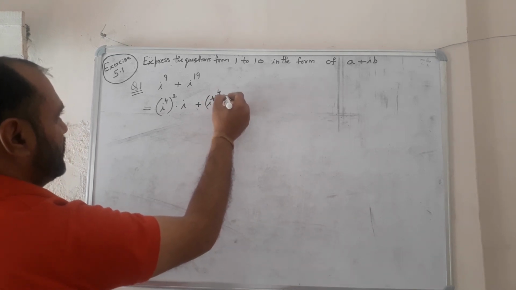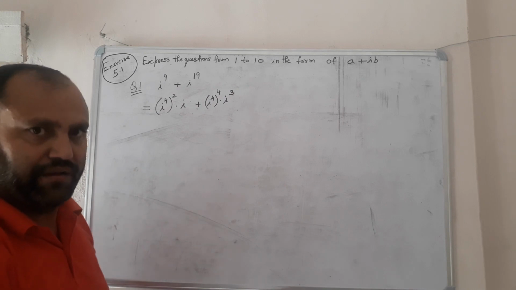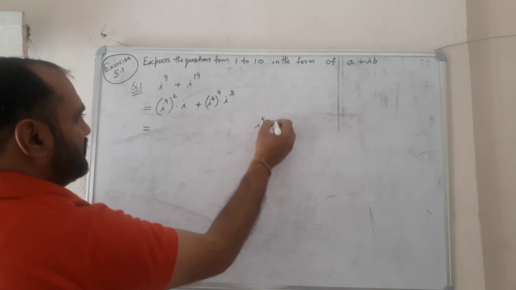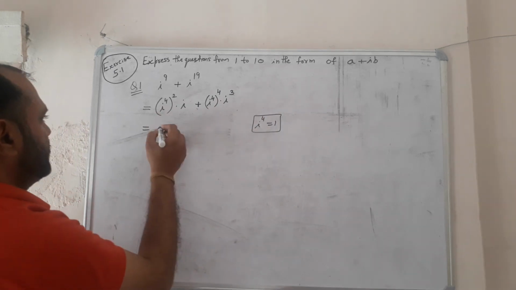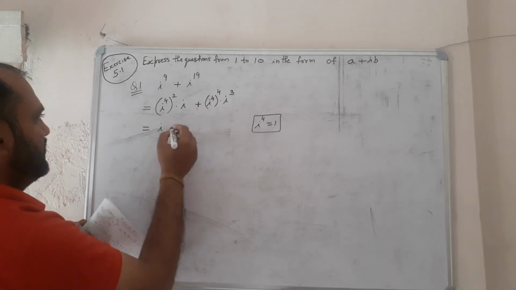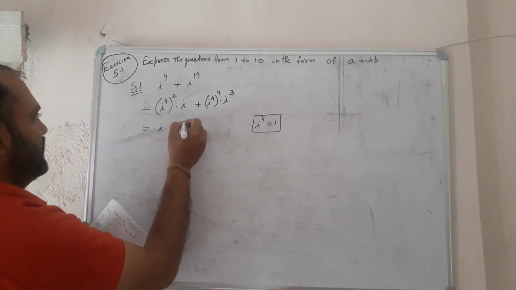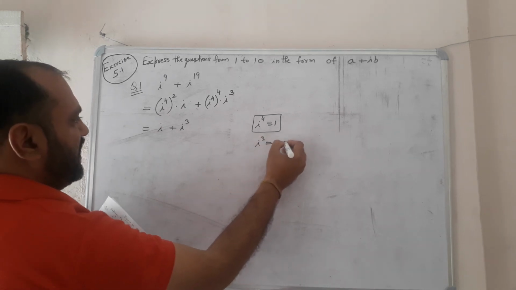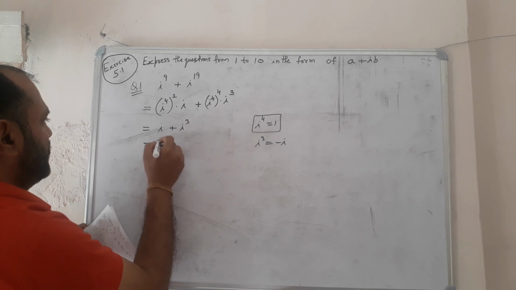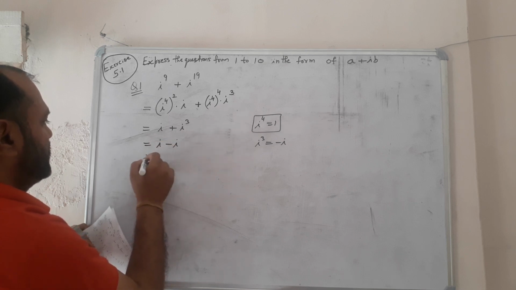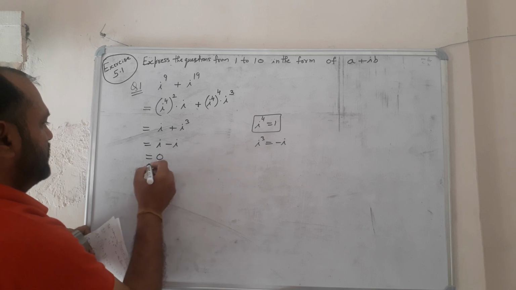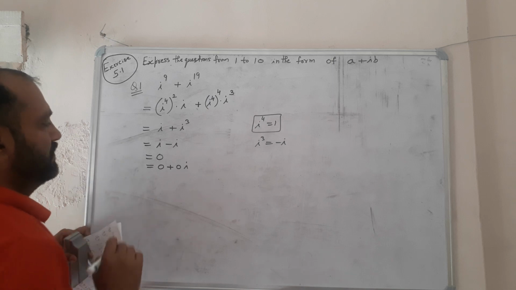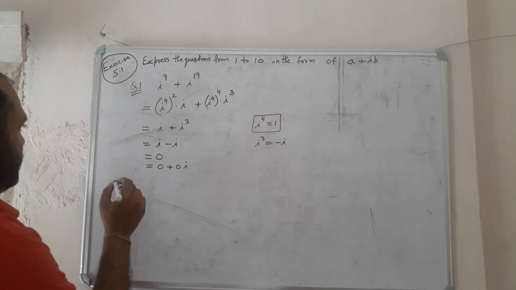Now we have iota raised to the power 3 here. As you know, iota raised to the power 4 is equal to 1. So this becomes iota, and this becomes plus iota raised to the power 3. Now iota raised to the power 3 is equal to minus iota. So this becomes iota, this is minus iota, so its answer is 0. And this 0 can be expressed as 0 plus 0 iota. This is question number 1.